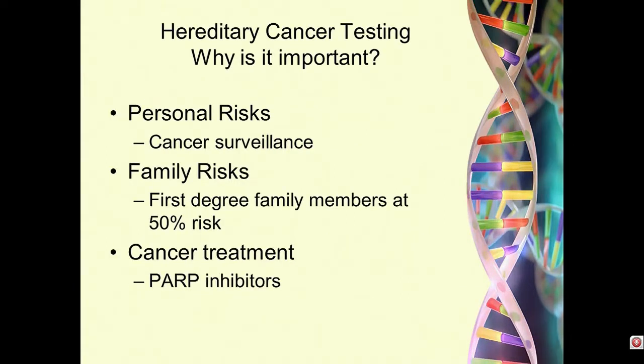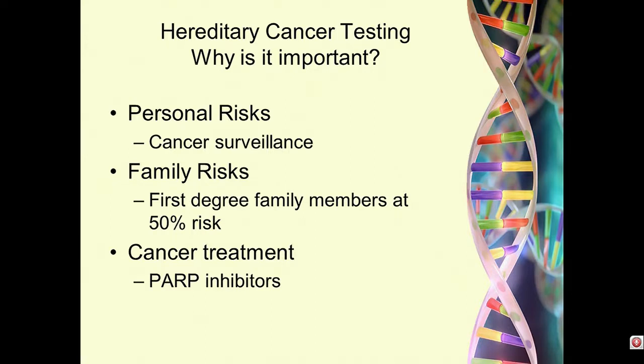Why is hereditary cancer testing important? Well, it allows us to know about an individual's personal cancer risks. So, for example, if we know that an individual has a BRCA1 or 2 mutation, we are going to make recommendations about surveillance for breast and ovarian cancer, and we are also going to make recommendations about prophylactic surgery.